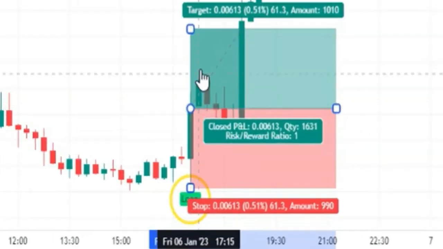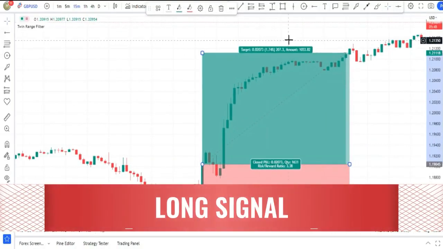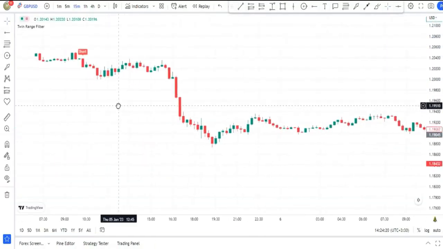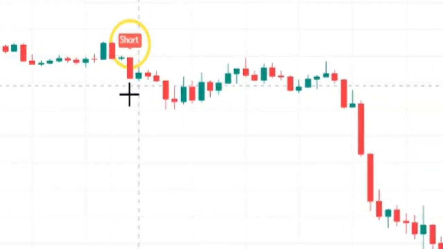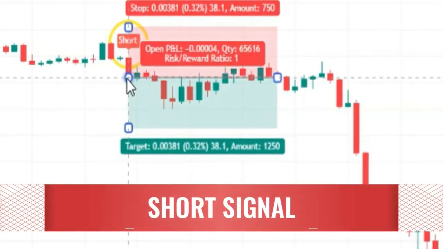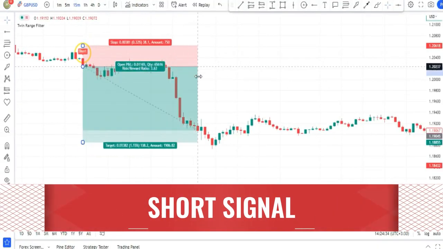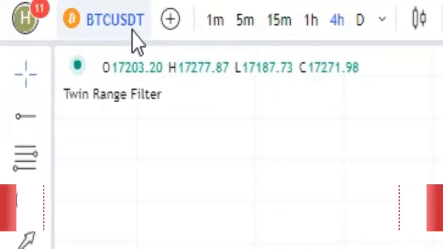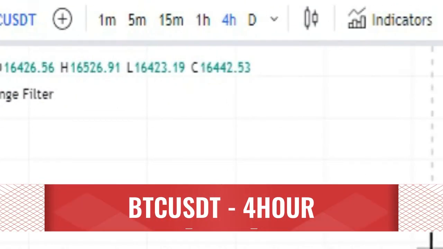So whenever the indicator issues a long signal, you can open a buy trade. And whenever it issues a short signal, you can open a sell trade. Now let's check it out on Bitcoin and 4-hour time frame.